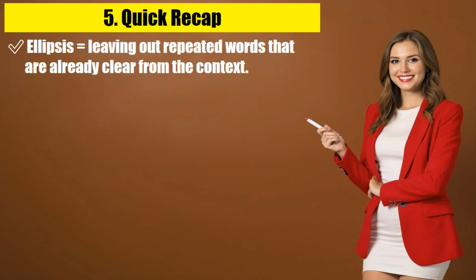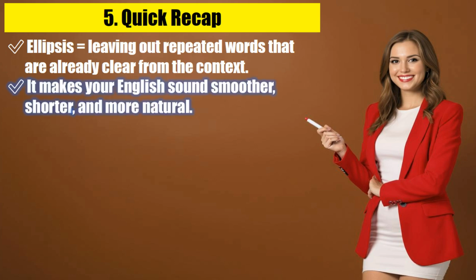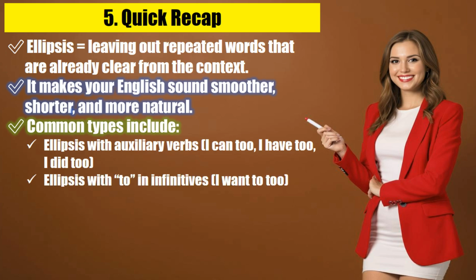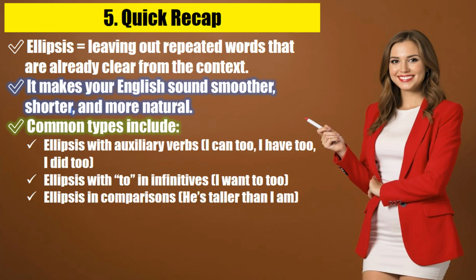5. Quick recap. Let's wrap it up with a short summary. Ellipsis equals leaving out repeated words that are already clear from the context. It makes your English sound smoother, shorter, and more natural. Common types include ellipsis with auxiliary verbs: I can too, I have too, I did too. Ellipsis with to in infinitives: I want to too. Ellipsis in comparisons: He's taller than I am. Ellipsis in short answers: Yes, I do.